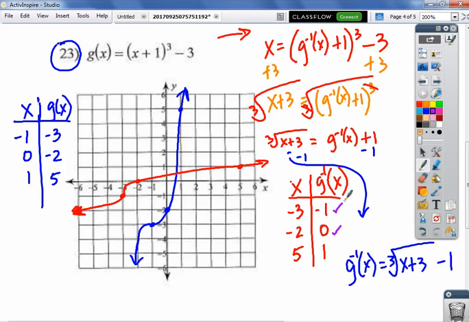All you have to do with inverses: switch the x and y, solve for the new y, and you have your inverse. And remember, back on the front page, if I plug one function into the other and I end up solving and get only x, it is an inverse.